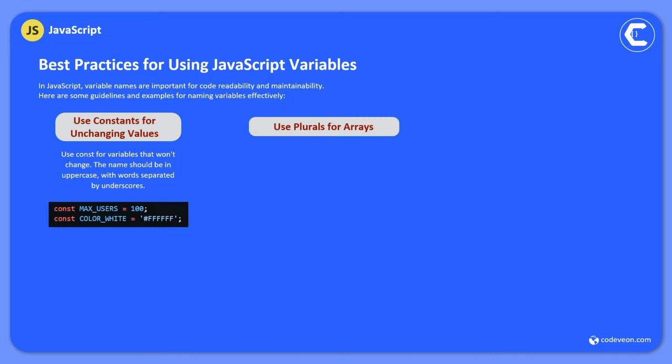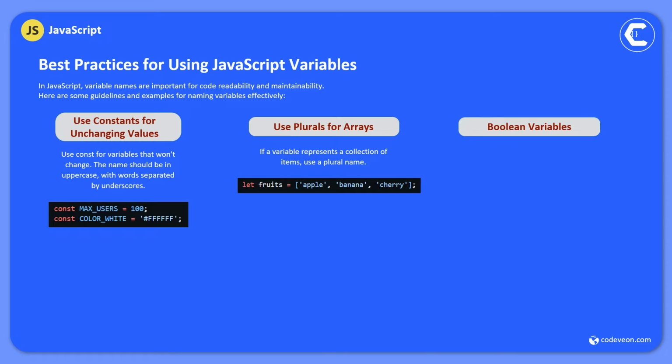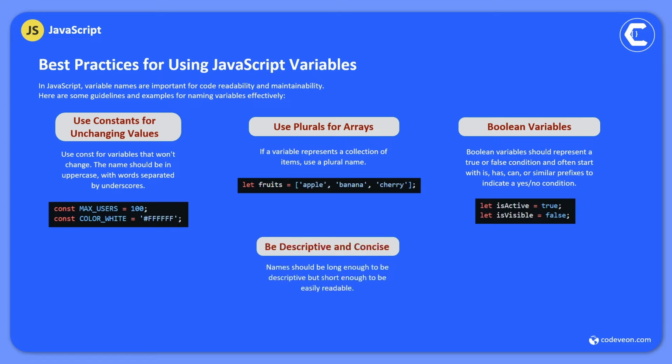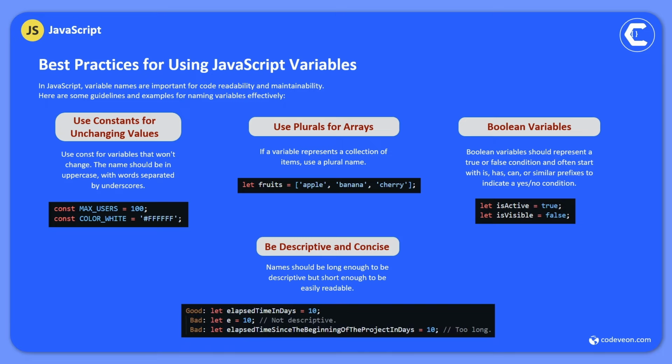Use plurals for arrays. If a variable represents a collection of items, use a plural name. Boolean variables. Boolean variables should represent a true or false condition and often start with is, has, can, or similar prefixes to indicate a yes or no condition. Be descriptive and concise. Names should be long enough to be descriptive but short enough to be easily readable.